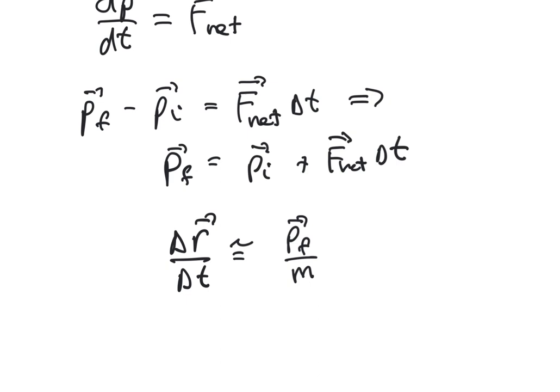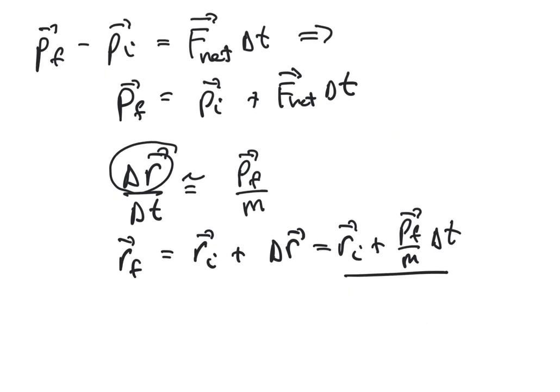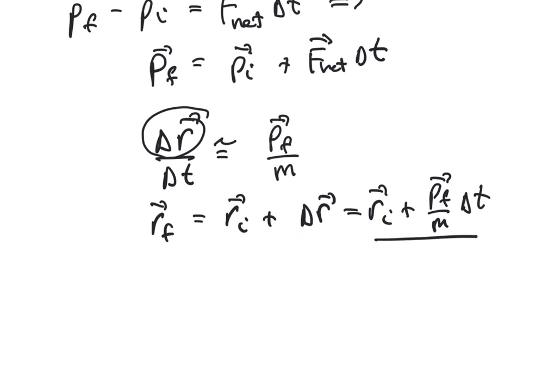And then you get a similar relationship for the position. You know that the final position is equal to the initial position plus the change in position. But we can use this to solve for the change in position, and we get that the final position is the initial position plus the final momentum divided by the mass times the change in time. So these two together are update formulas that we can use in an iterative calculation to calculate where something is at a later time, given that we know the force acting on it now. So that's the idea.